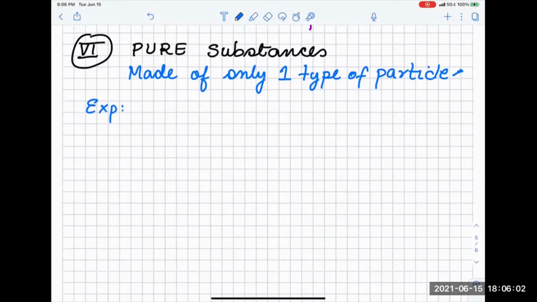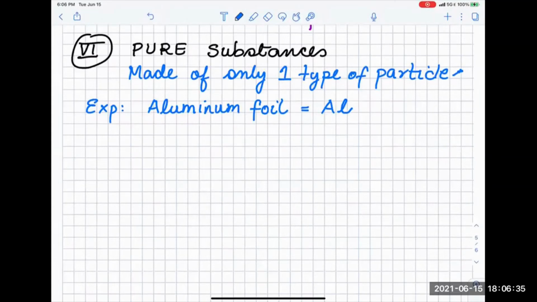For example, aluminum foil. You guys have seen aluminum foil. This aluminum foil is made up of only one type of particles which have the properties of aluminum. So you kind of have an idea of the properties of aluminum foil. It makes that crinkly sound, is shiny, has some strength, and has been beaten into thin sheets. Those are the properties of aluminum foil.